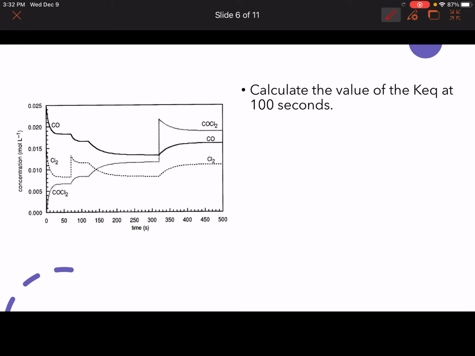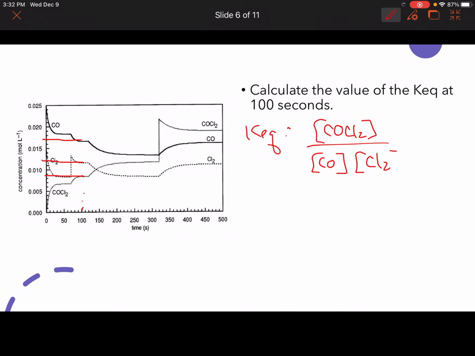Okay, now I'm asking you to calculate the value of the KAQ at 100 seconds. So now I'm going to look up from 100 seconds here. So this is this plateau. So I'm going to read them off. And here, now again, I've got the same formula, right? So it's still going to be COCl2, so products over reactants. And now you're just going to sub in your values.